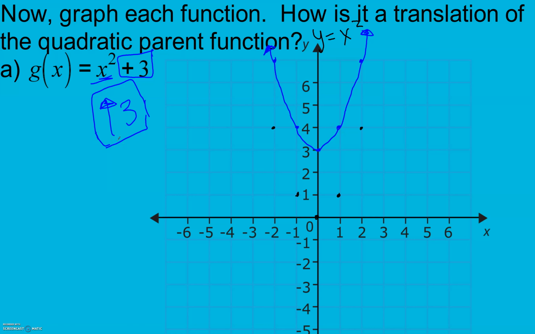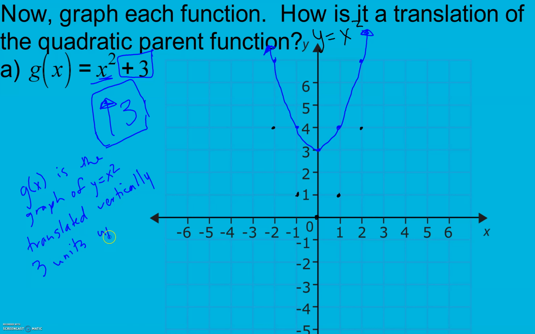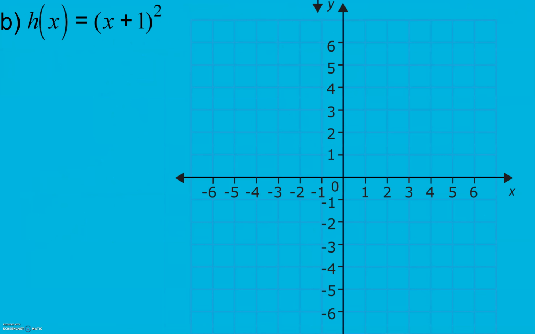So how is it a translation of the quadratic parent function? Well, g of x is the graph of our parent function, y equals x squared, except it's been translated vertically. And we went 3 units up.